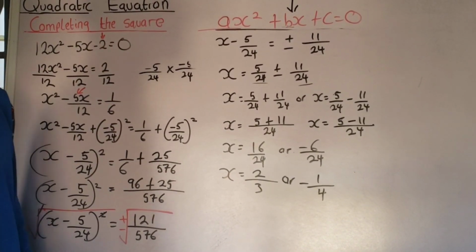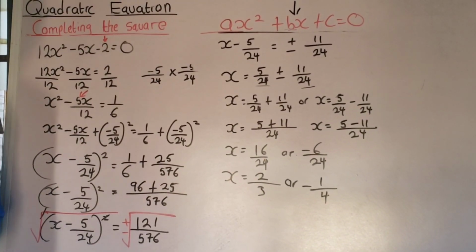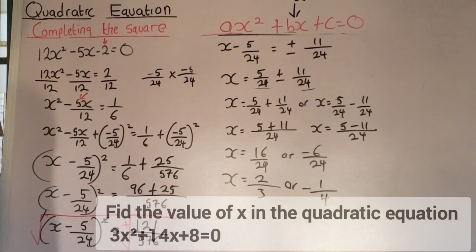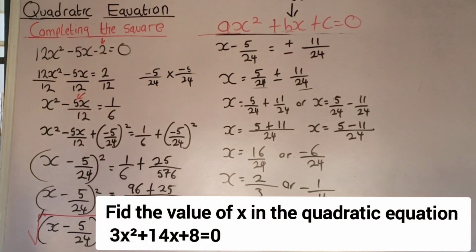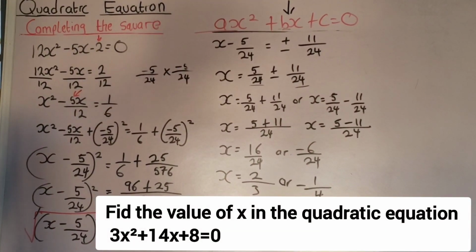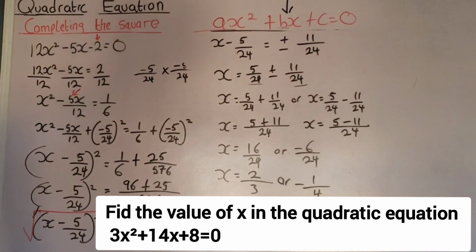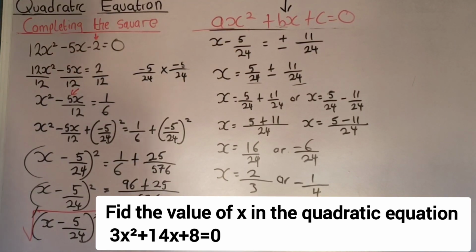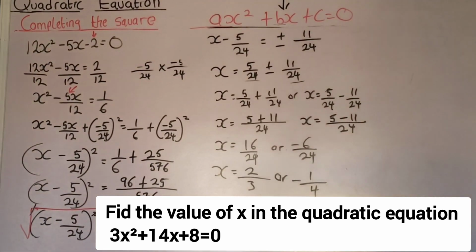Do you understand? Okay, let's have another question. Find the value of x in the quadratic equation 3x squared plus 14x plus 8 equals 0. We are still going to use the completing the square method to solve that equation.